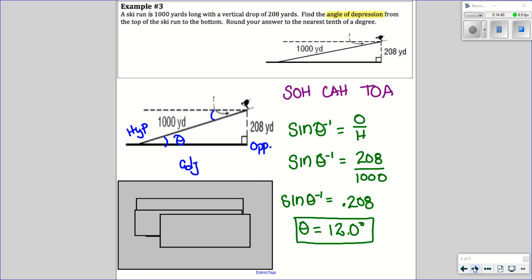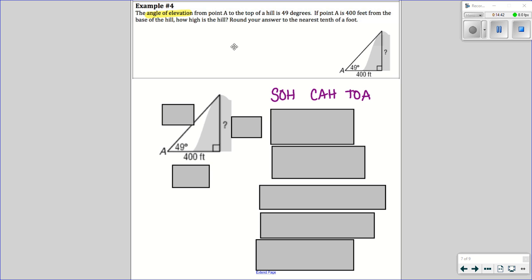Okay, next one. Angle of elevation. They want us to find that from point A to the top of a hill, which is 49 degrees. They already gave us the degrees. Point A is 400 feet from the base of the hill, so the base of the hill is right there. How high is the hill? So that's the question mark. And we will need to round it to the nearest tenth of a foot.